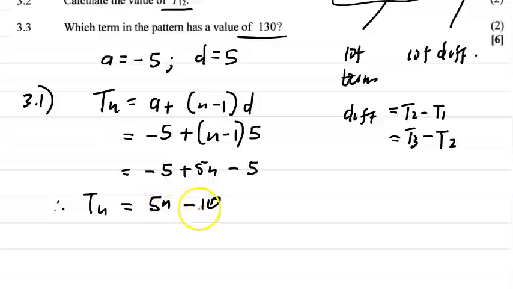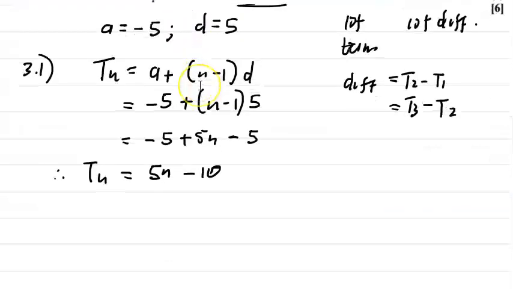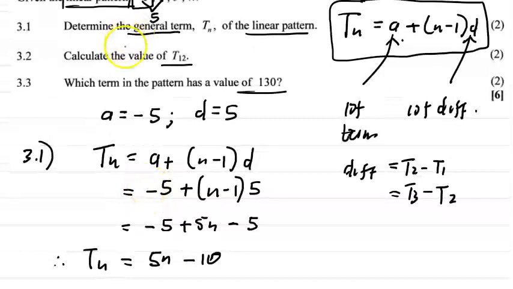5 times 3 is 15. 15 minus 10 is 5. And there you go. Your third term is equal to 5. That's how you know that your general term is correct, by simple testing of the first, second, and the third terms. Now they're saying calculate the value of T12, which is basically the 12th term. So therefore the 12th term, that means n equals 12.